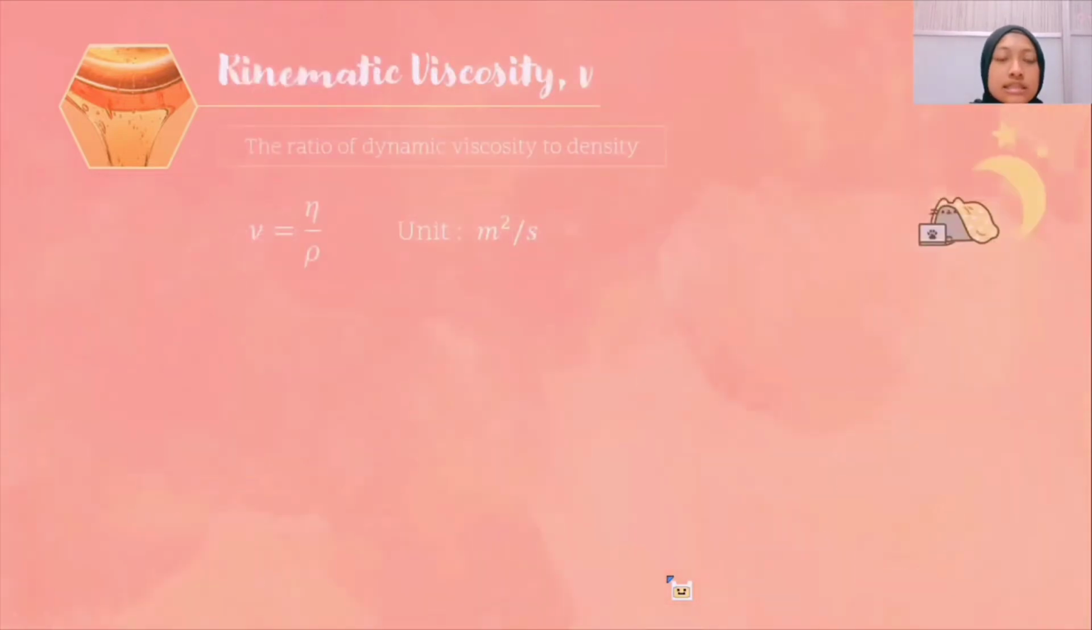Next is kinematic viscosity, denoted by this symbol. We call it nu. Kinematic viscosity is the ratio of dynamic viscosity to density. So the formula is nu is equal to eta over rho. The unit for kinematic viscosity is meter squared per second.